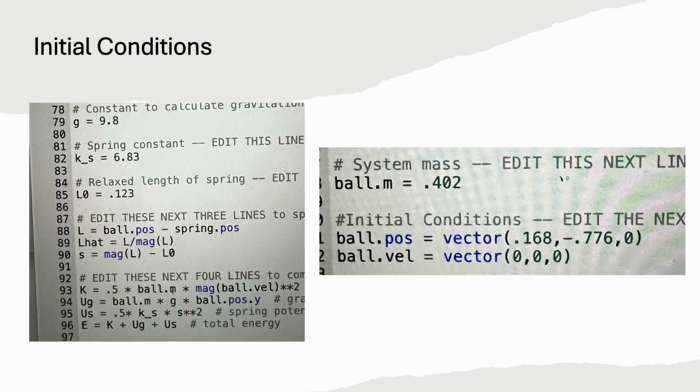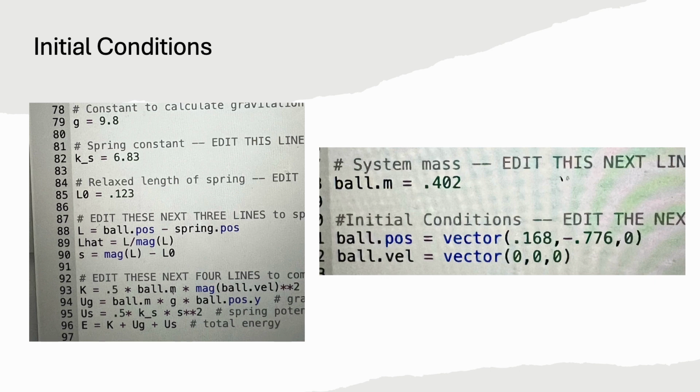So the initial conditions, as I said, are from the pre-lab video. Of course, g is always equal to 9.8 when close to the surface of the Earth. The spring constant is 6.83. L naught is 0.123. And then L is equal to the ball position minus the spring position. L hat is L divided by the magnitude of L. And s is equal to the magnitude of L minus L naught. And you can also see how I initialize K, the gravitational potential energy, the spring potential energy, and then the original E.